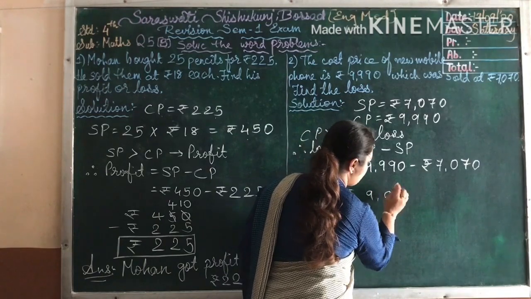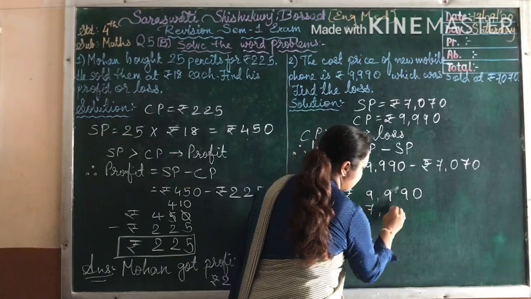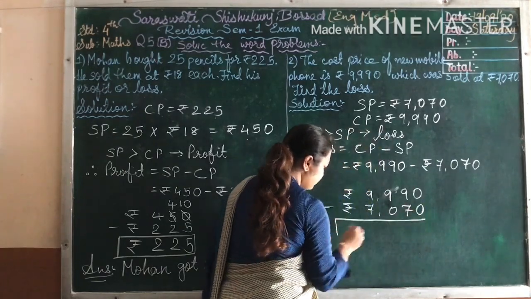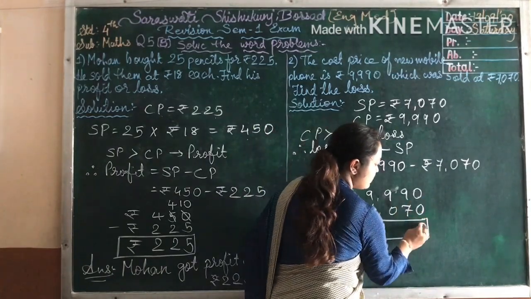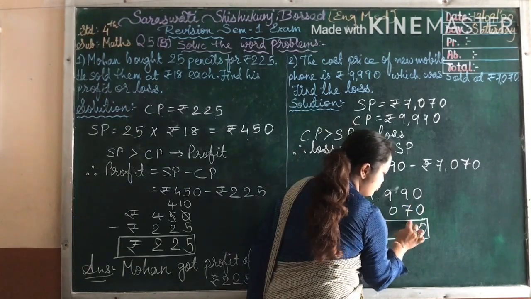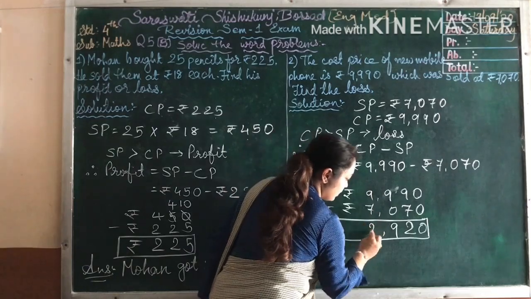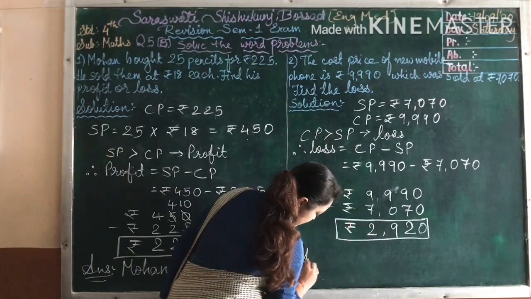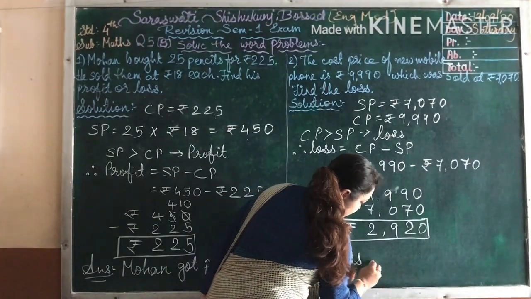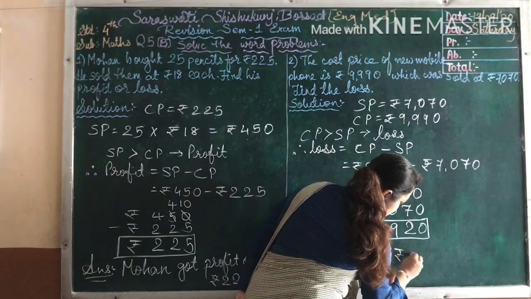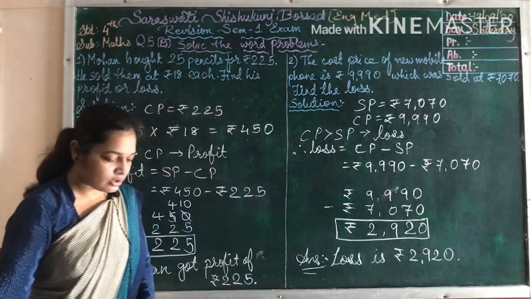Okay, subtraction sum. Rupees 9,990 minus rupees 7,070. 0 minus 0, 0. 9 minus 7, 2. 9 minus 0, 9. And 9 minus 7, again here 2. Rupees sign. Answer: loss is rupees 2,920. Okay, just take the look.